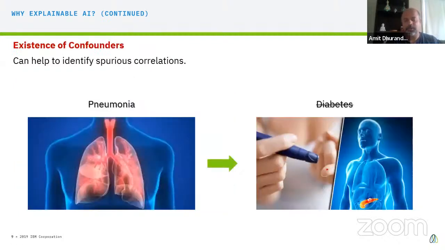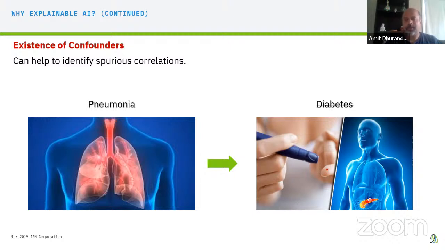Then this is also useful for identifying confounders. Again, this was a case where there was a data set where people found that having pneumonia was negatively correlated to having diabetes. And I'm no medical expert, but even to me, it sounds kind of orthogonal, these two things. And it's actually the case that they are.